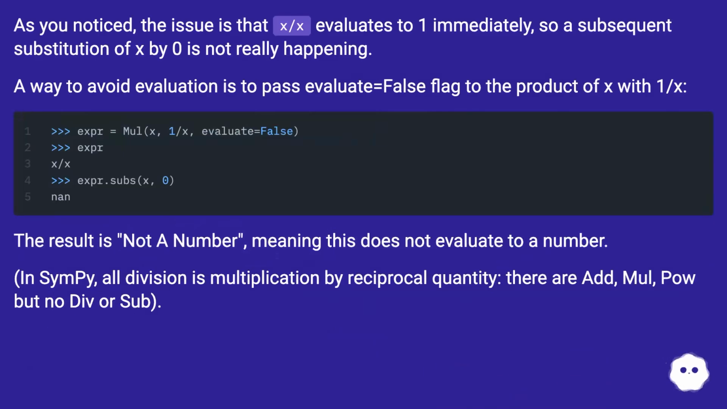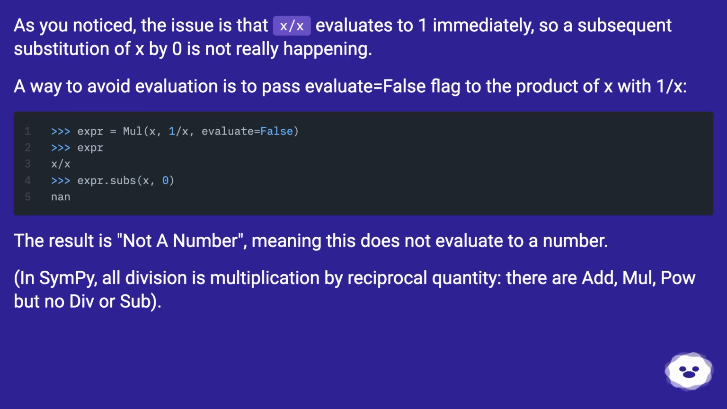As you noticed, the issue is that x/x evaluates to 1 immediately, so a subsequent substitution of x by 0 is not really happening. A way to avoid evaluation is to pass the evaluate equals false flag to the product of x with 1/x. The result is not a number, meaning this does not evaluate to a number.